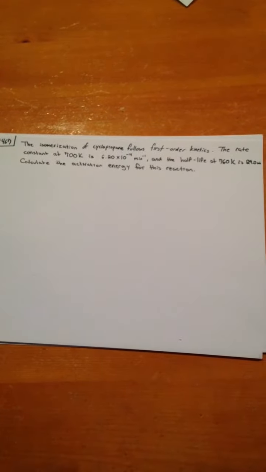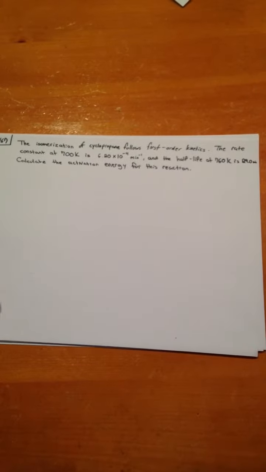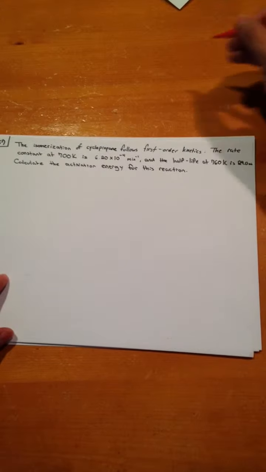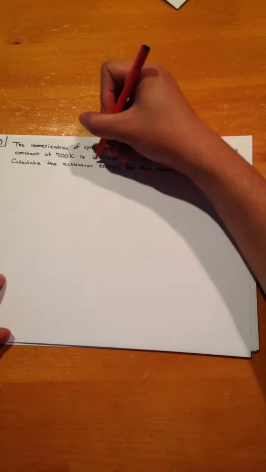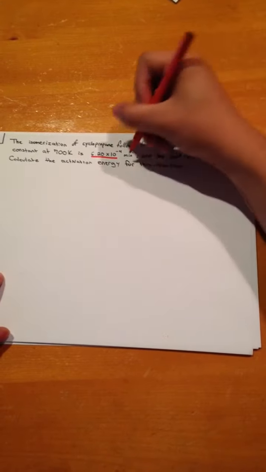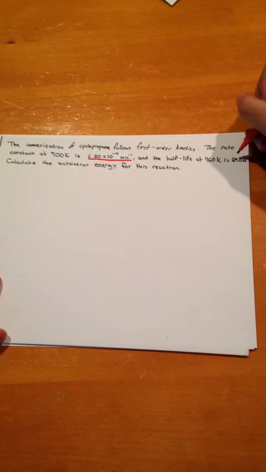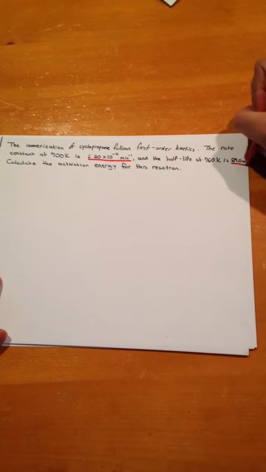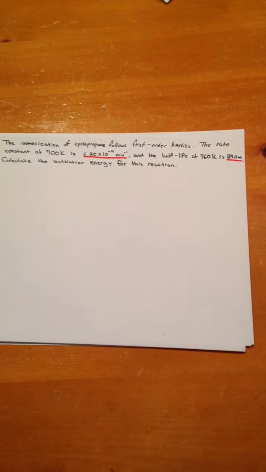Okay guys, this is problem number 467. For this one, we're going to calculate the activation energy for this reaction. Some of the more important things to note is the rate constant at 700 Kelvin is going to be 6.2 times 10 to the negative 4, and that's of course minutes to the negative 1. Our half-life at 760 Kelvin is going to be 29.0 minutes.